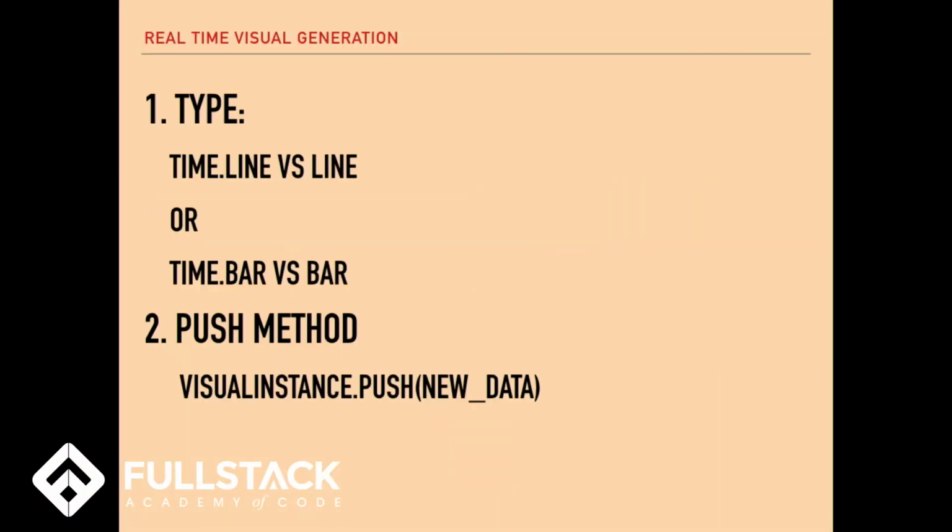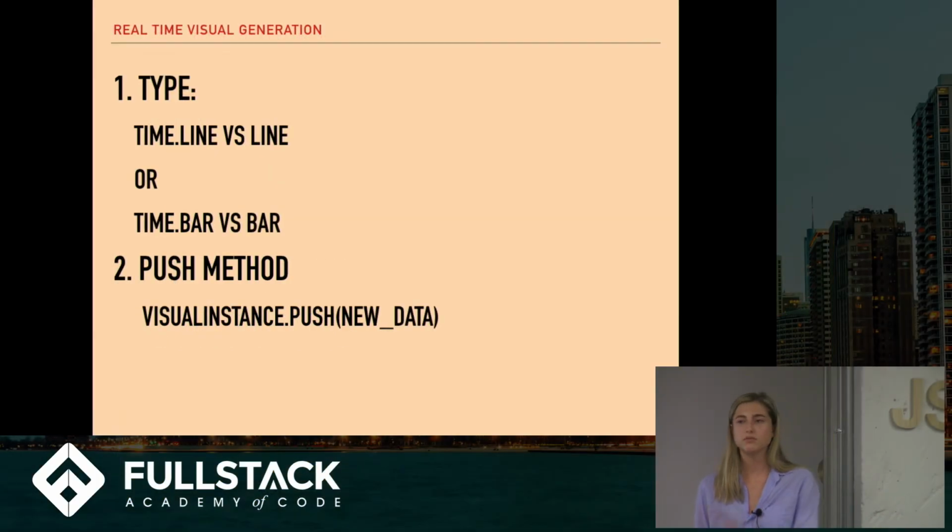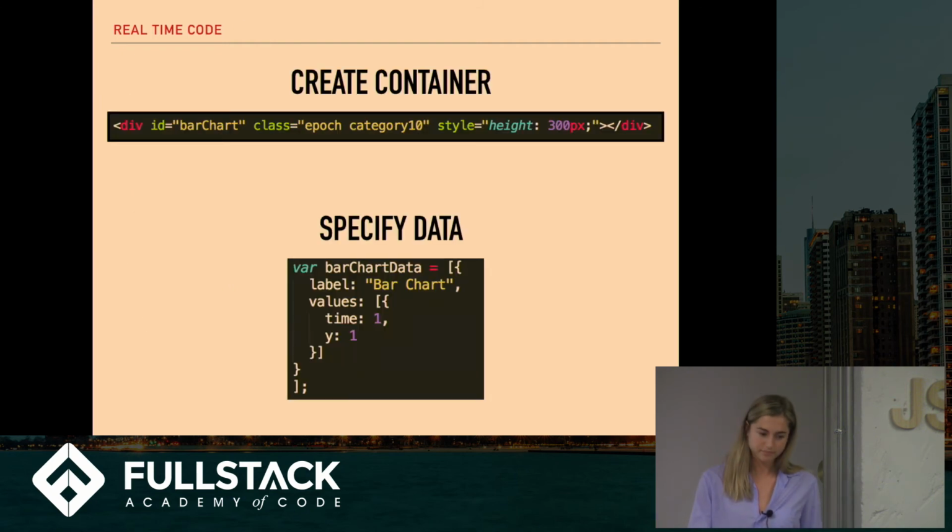Next, before I even go through the workflow, I wanted to talk about two distinctions between the real-time and the basic chart. First is when you specify type in the instance. Instead of it just being a line or a bar type, you now append time to it, so it's time.line or time.bar. The second is really critical. It's your push method, and that's how data keeps updating and pushing in real time. You just have your instance, the push method, and then the new data that you're pushing in.